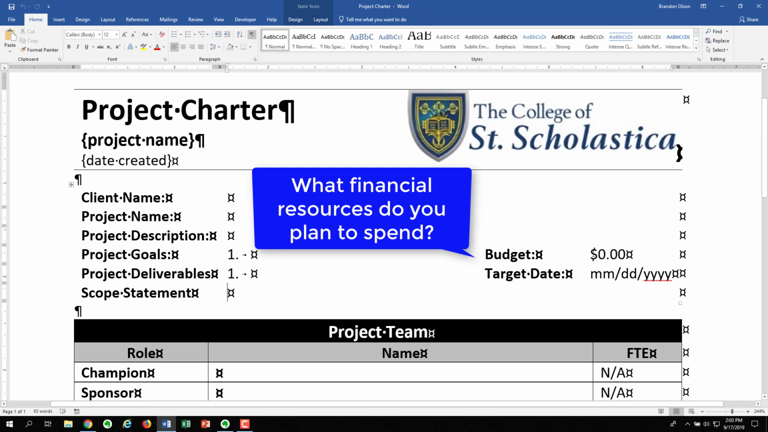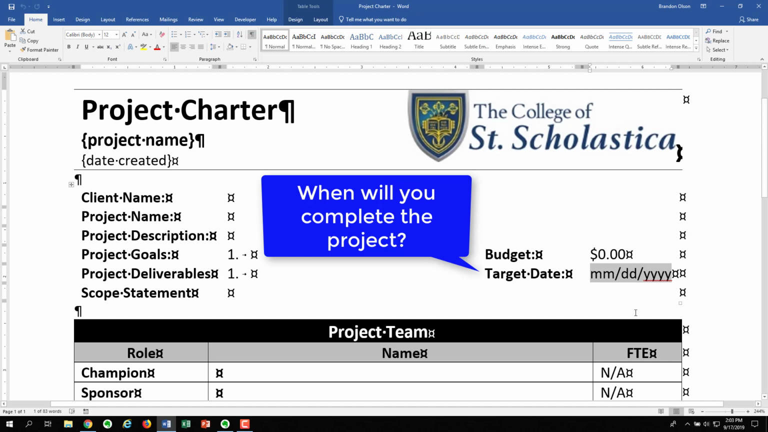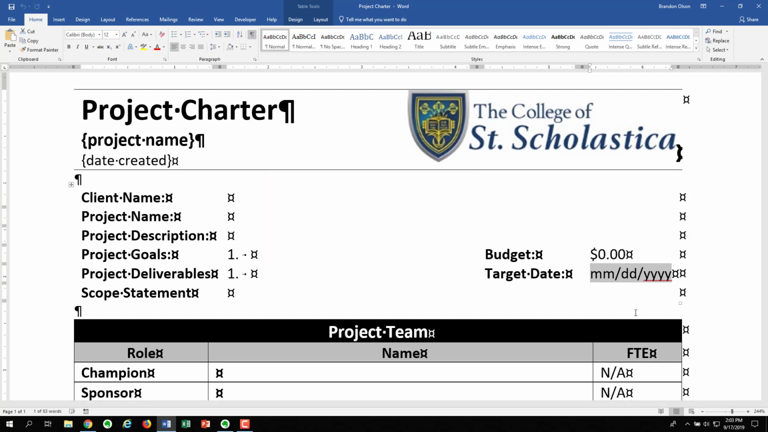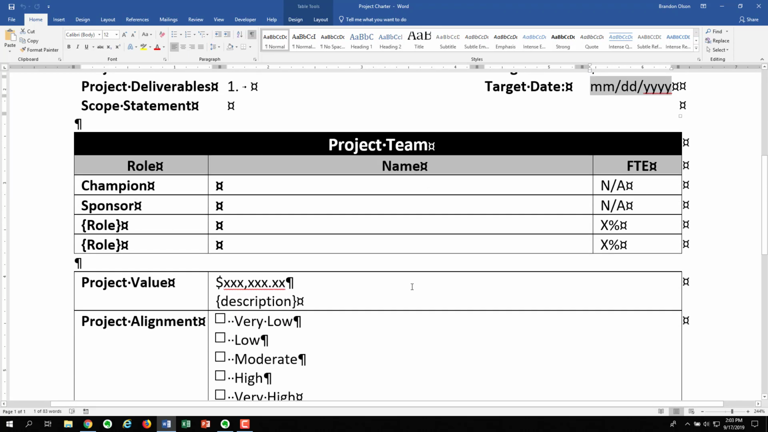In some cases, you will have a budget. So if there's services or software or other products that you need to include in this project, that's where you'd put your budget. And then the target date. This is the implementation target date of when you are shooting for or when you're committing to have the project completed. Next, I'm going to move down to the project team.